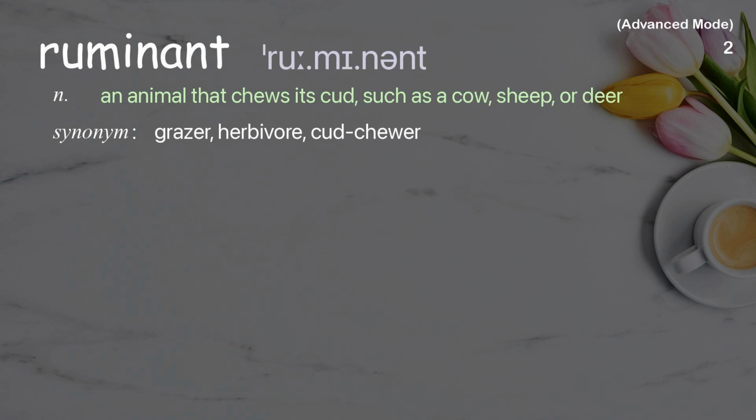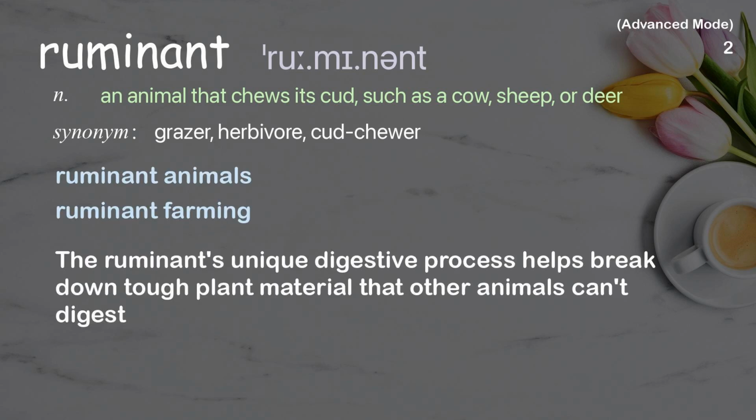Ruminant. An animal that chews its cud, such as a cow, sheep, or deer. Examples: Ruminant animals. Ruminant farming. The ruminant's unique digestive process helps break down tough plant material that other animals can't digest.